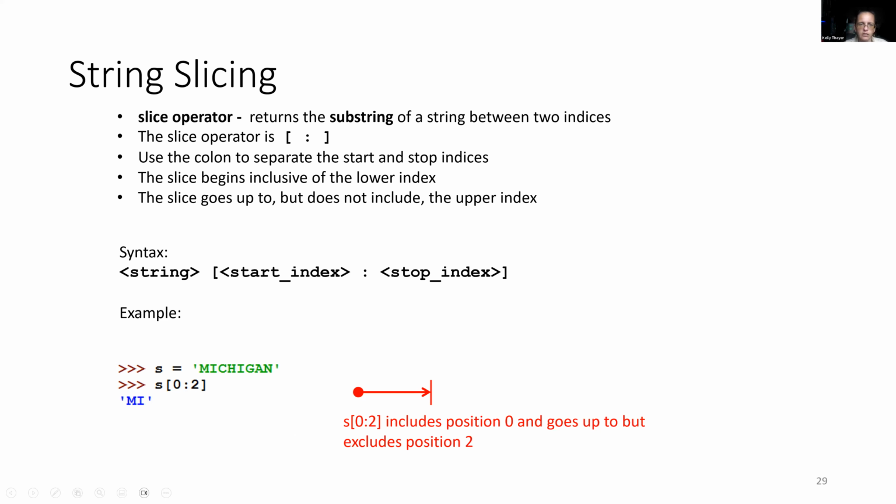Now we have said that in the slice operator, it includes the lower one, so the lower part of the array will be filled in, and then the upper one is not included, so we'll see this arrowhead to say it goes up to there but doesn't include it. So here the idea is we want to pull out this slice from 0 up to but not including 2. So we have 0, 1, 2. So that will pull out M and I because it doesn't include 2. So we get MI.